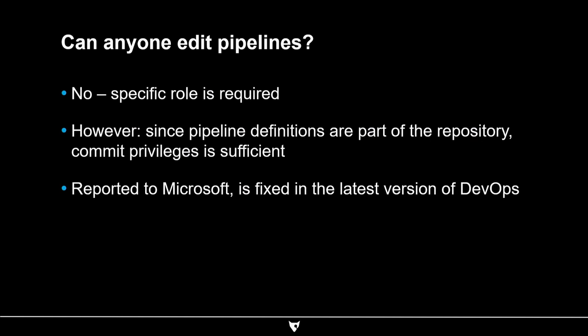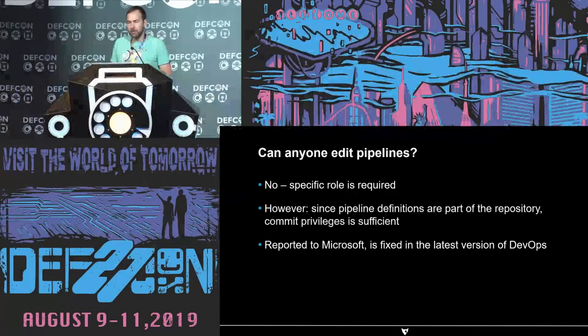So can anyone edit pipelines? Normally, no. The pipeline definition, there's a specific role required to edit the build steps in the pipeline. But since the pipelines move to be part of the code, anyone who could edit the code could actually edit the pipeline. I reported that to Microsoft, and that is fixed in the latest version of Azure DevOps. So I didn't retest this yet, but this shouldn't be possible anymore. And hopefully now the edit pipeline role is actually enforced also on the source code in the repository.